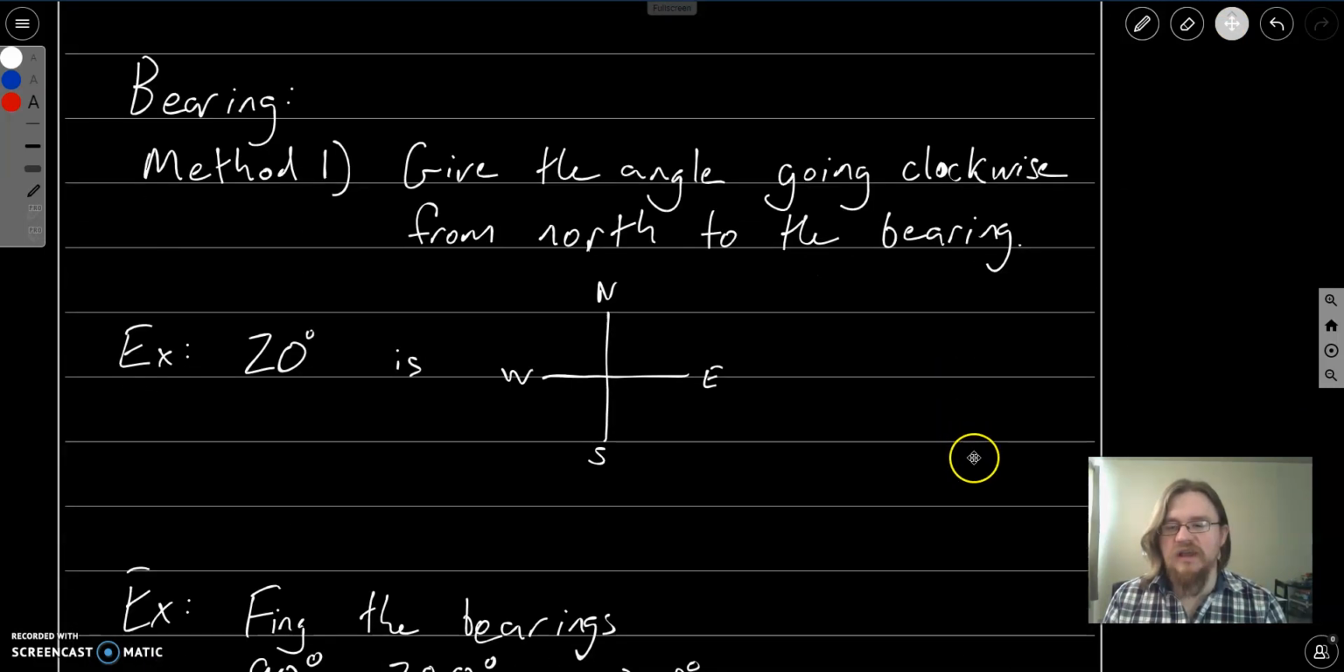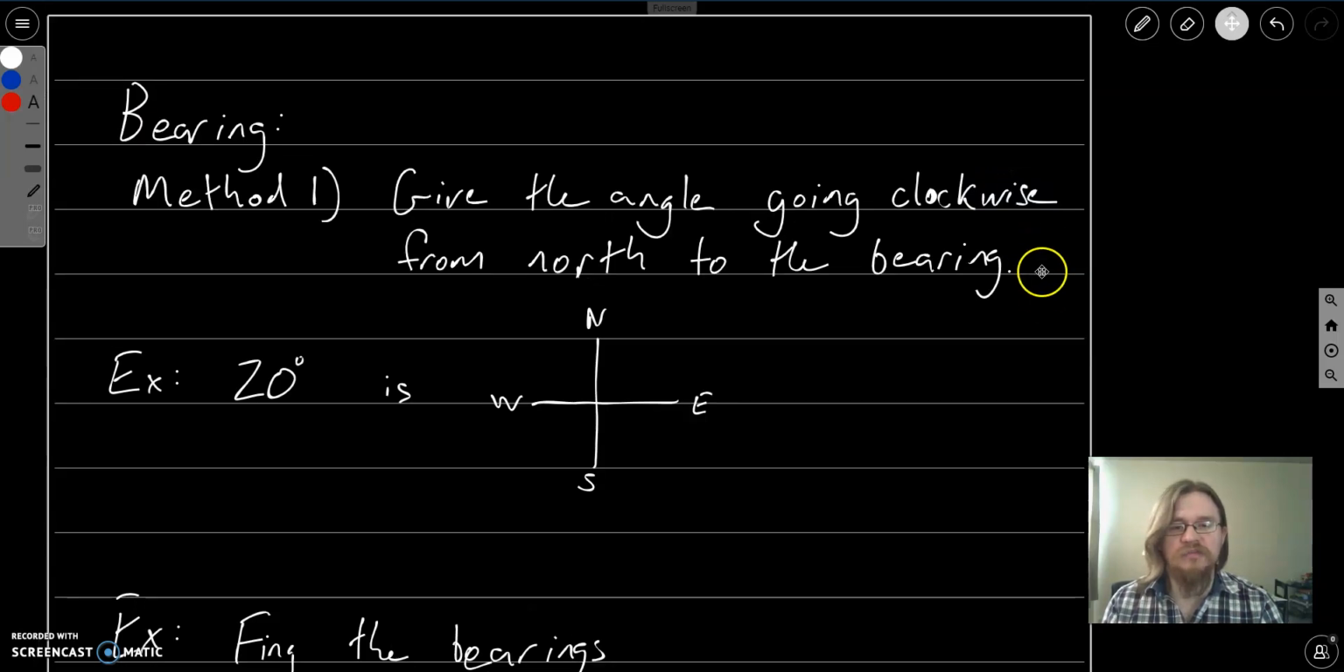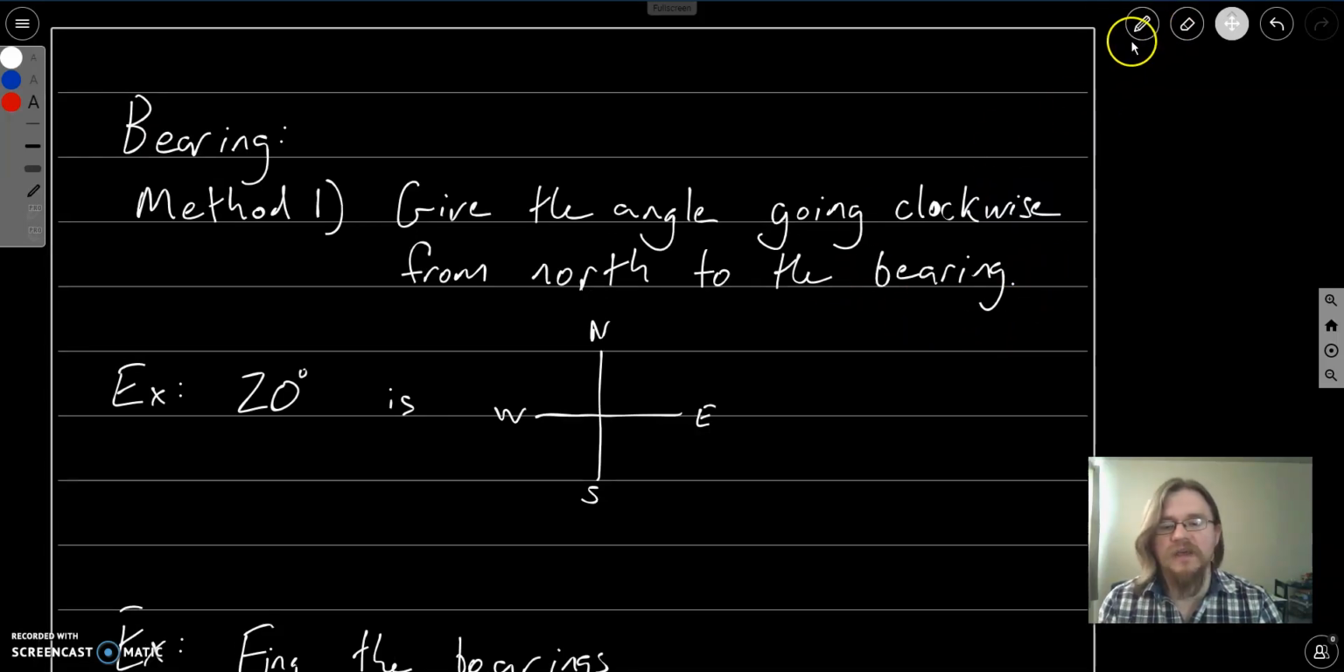The last thing that I want to talk about are what are called bearings. This doesn't mean ball bearings. This is bearing as in the direction that a ship or a plane would be flying in. So to give a bearing, we have to say, okay, what direction are we going in? Are we going north or east or southwest? What direction are we going? But we might not always be going directly north or directly east. What happens if we're going somewhere in between?